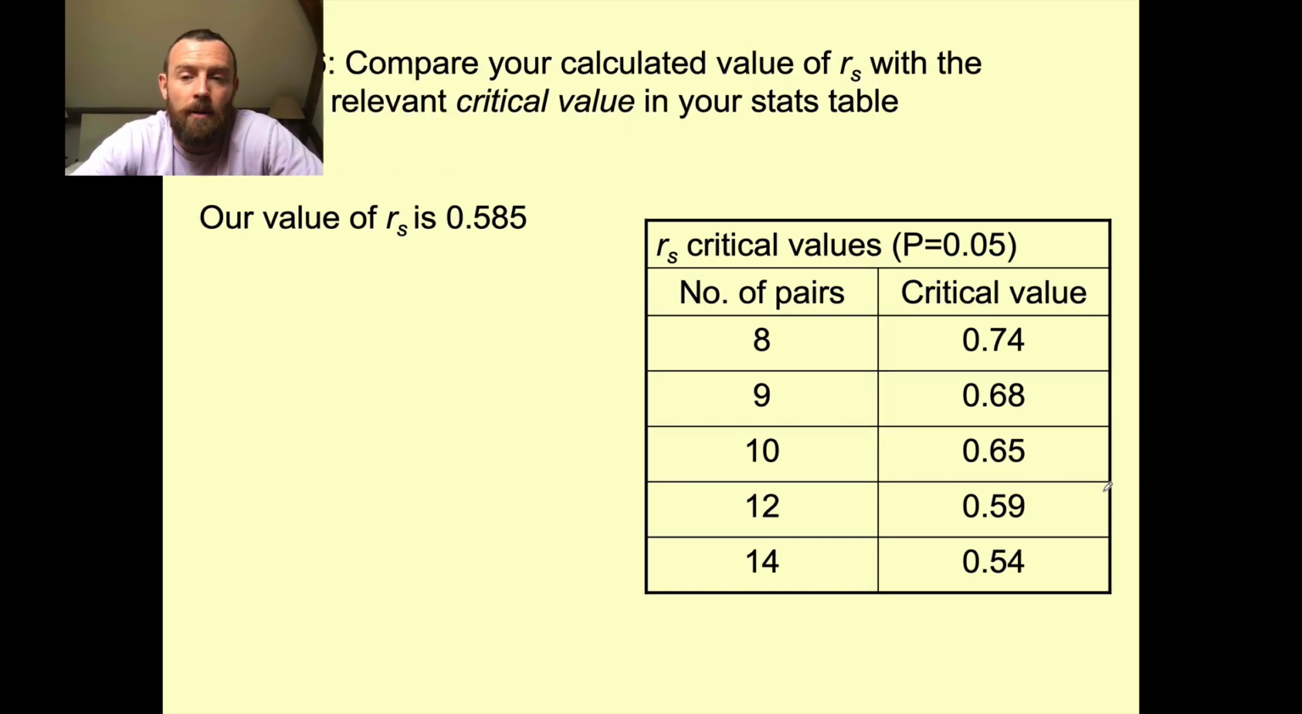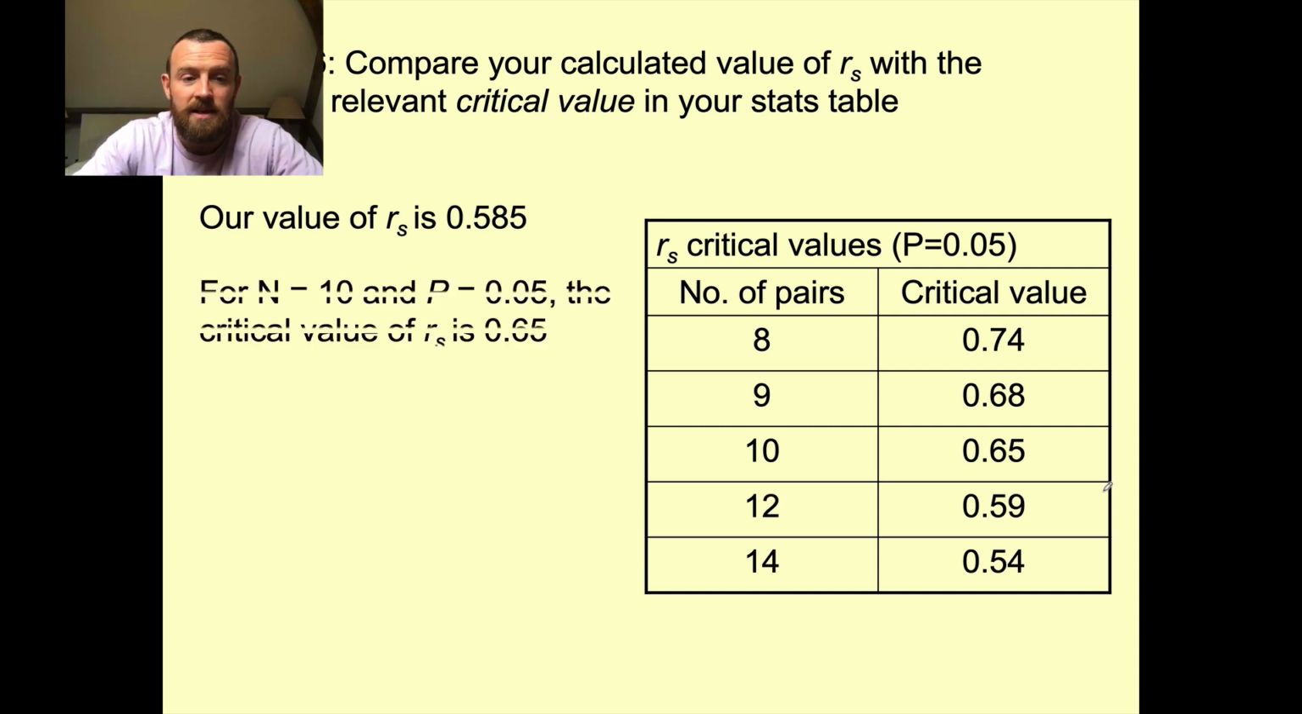Now we need to look up the value and compare it to a critical value in a statistics table. In this type of statistics table, we don't need degrees of freedom. We're just looking for the number of pairs, the number of students. We had, in this case, 10 students here. So we're looking at this row, and this is our critical value here, 0.65. So look, our value, even though it implies a bit of a correlation, is lower than the critical value.